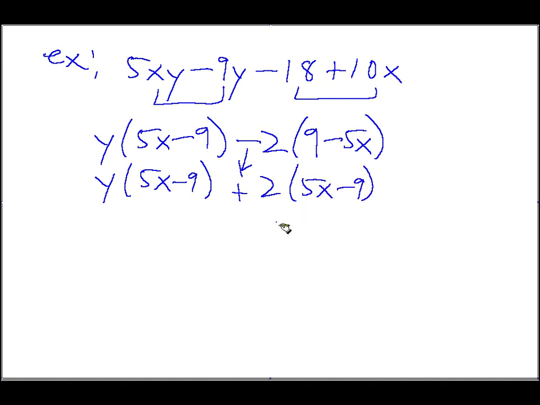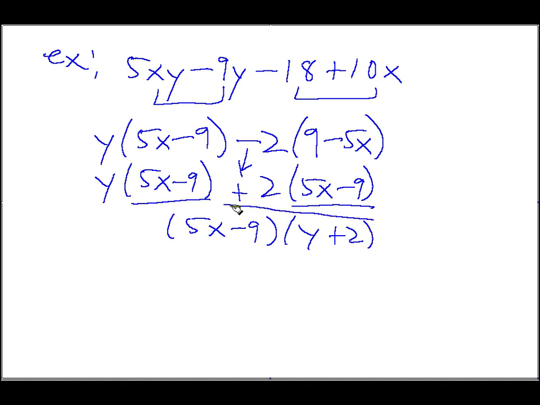Again, replay the other examples previously if you need to for this lecture. So therefore, I have 5x minus 9 in common here, so my solution is 5x minus 9 times y plus 2. That's our solution, 5x minus 9 times y plus 2 here.